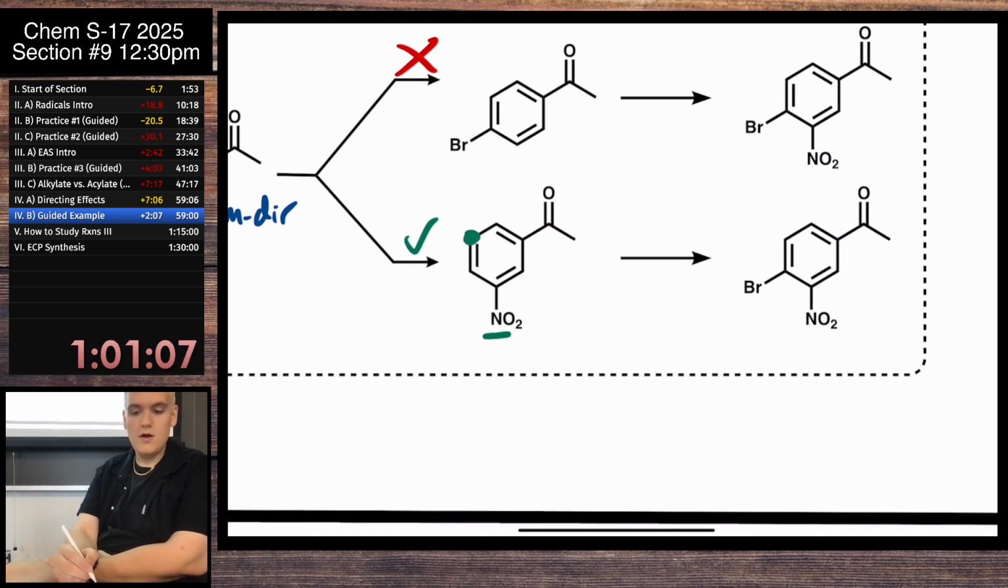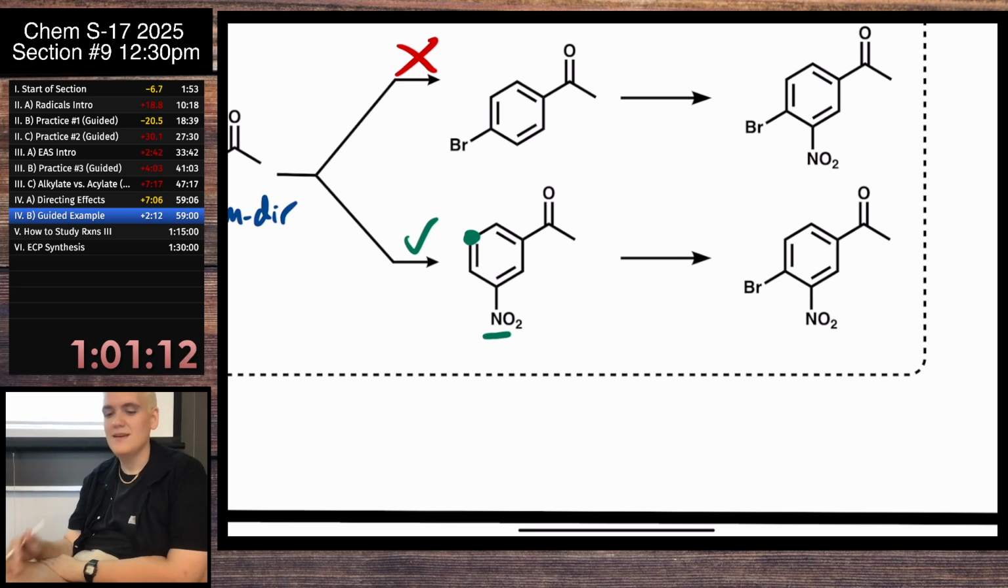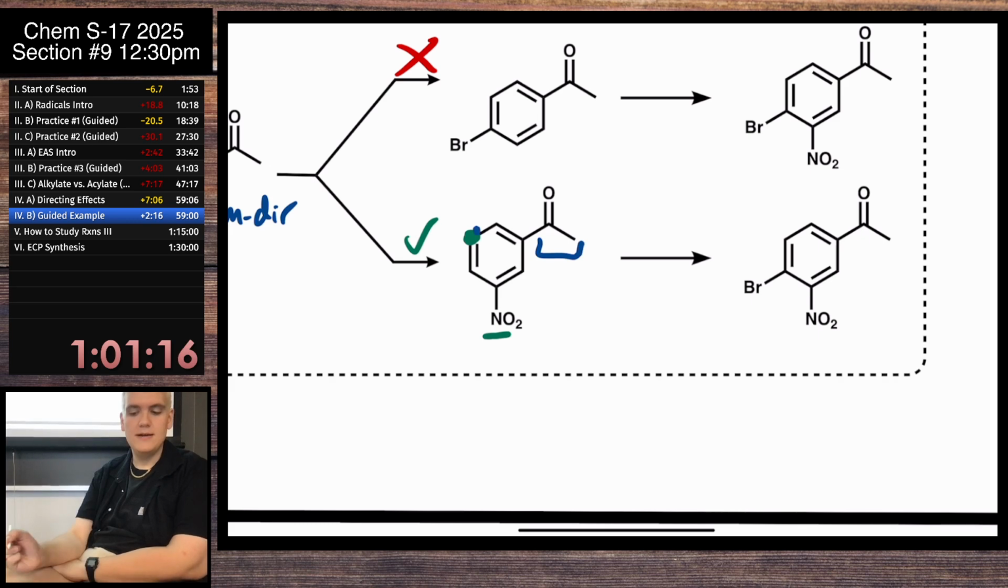But then our aryl group, that's also directing meta to it. So it's going to direct here, right? Is this where we want to add our bromine? No. So here, our directing effects don't work.